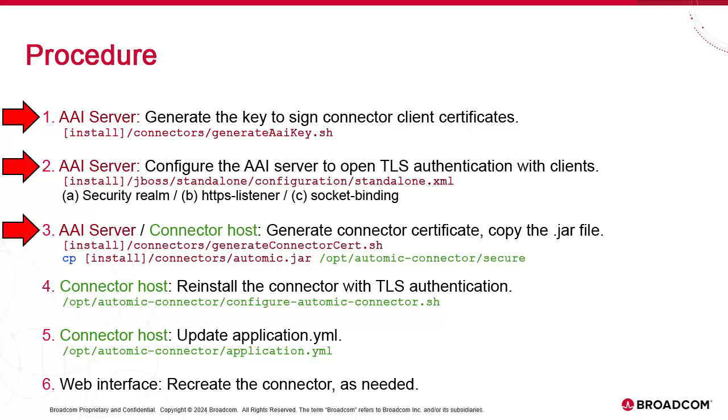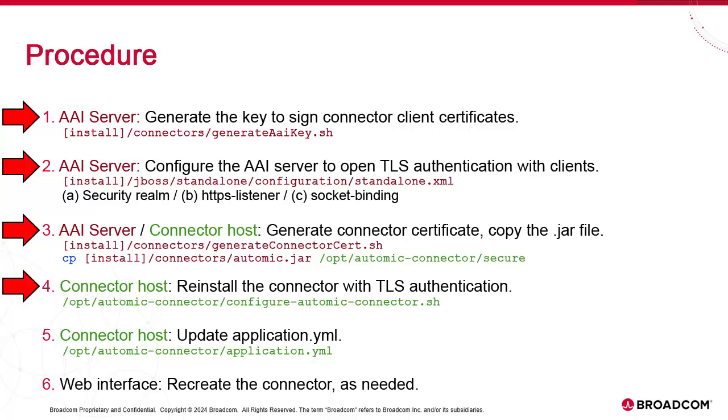Then, on the AAI server, we generate the connector certificate, which is required by the connector to connect to AAI over TLS. We use generate connector cert.sh under the connectors directory we mentioned in the first step. This generates a jar file, which we FTP to the connector hosts in a directory called secure, which we have to create manually. The jar file contains the credentials to authenticate with AAI. Then we move permanently to the connector hosts.